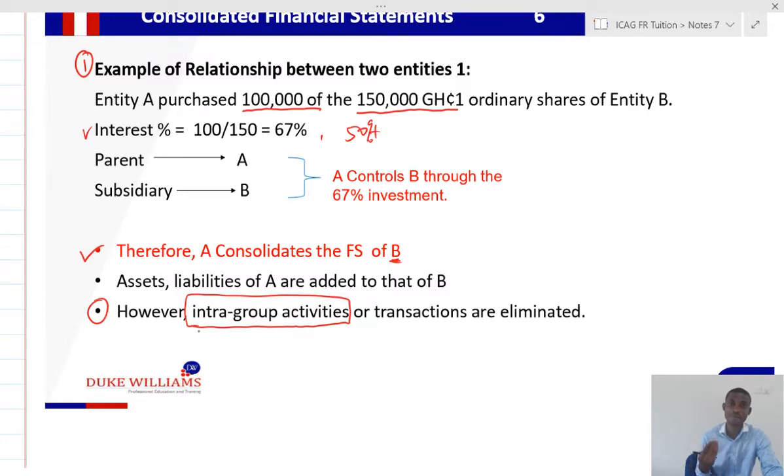So anytime there is a relationship or a transaction between A and B, we say that when we are consolidating, we ignore it and we eliminate it as though there had never been a transaction. And that will be a key principle throughout our lesson when we are consolidating a parent and a subsidiary account.